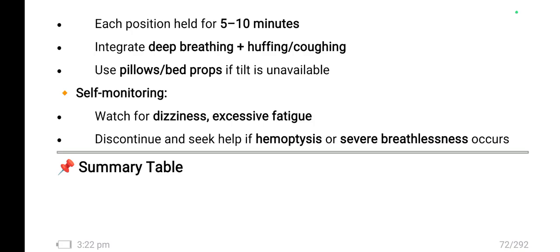Each position is held for 5 to 10 minutes. Integrate deep breathing plus huffing or coughing. Use pillows or bed props if tilt is unavailable. Self-monitoring: watch for dizziness and excessive fatigue. Discontinue and seek help if hemoptysis or severe breathlessness occurs.